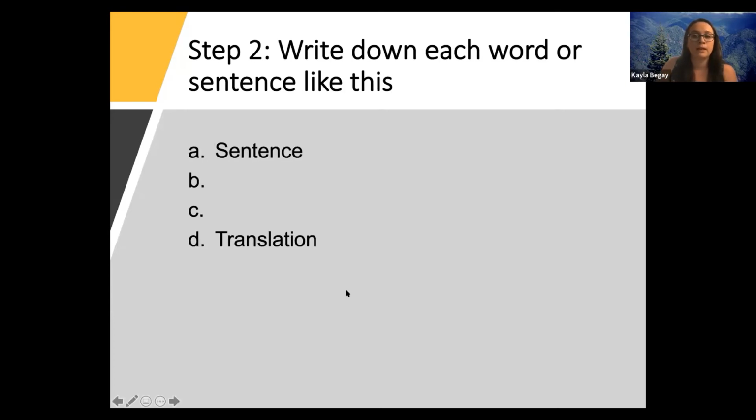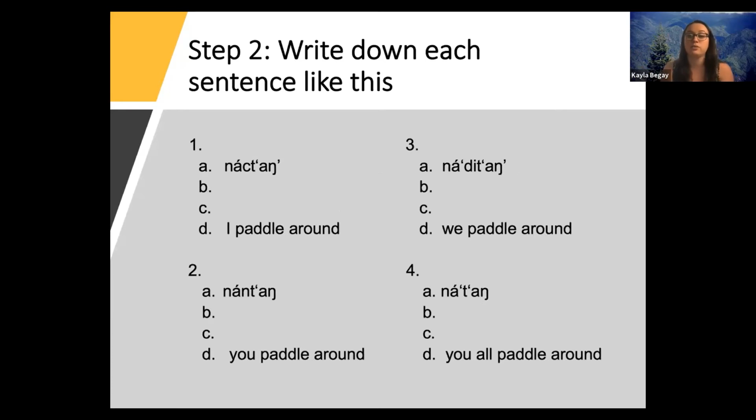Okay. So then you write down each word or sentence like this: you have the word or sentence A, B, C, or D, and the translation at the bottom. So this looks like this when I do this for that set that I just pulled out. We have the word or sentence at the top, some lines below it, and then the translation at the bottom.